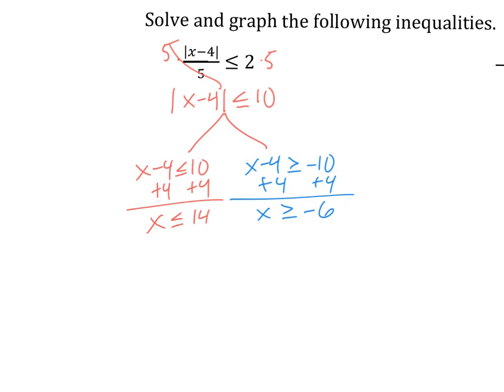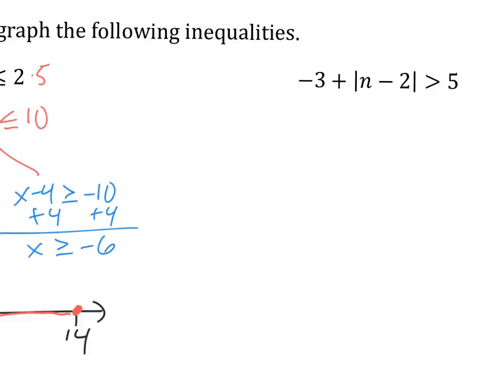So if we were going to graph these on a number line, we'd have -6, 0, 14. So we want to graph our line to be less than or equal to 14. So we'll have a closed circle at 14, and greater than or equal to -6. So again, closed circle at -6, and we will shade in between those. That will be our solution set for this one.